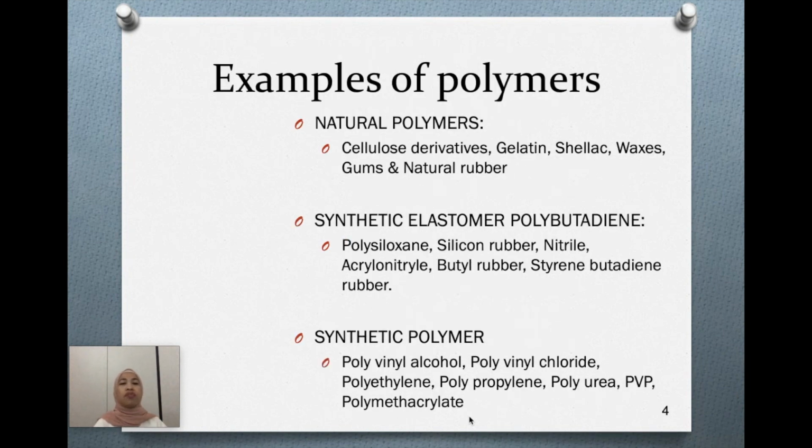So examples of polymers which have been used, we have three. The first is the natural polymers. Examples are cellulose derivatives, gelatin, shellac waxes, natural rubber. We have synthetic elastomers, polybutadiene. Examples are polysiloxane, silicone rubber, nitrile, butyl rubber. We have also synthetic polymers, which are polyvinyl alcohol, polyvinyl chloride, polyethylene, polypropylene, polymethyl acrylate.